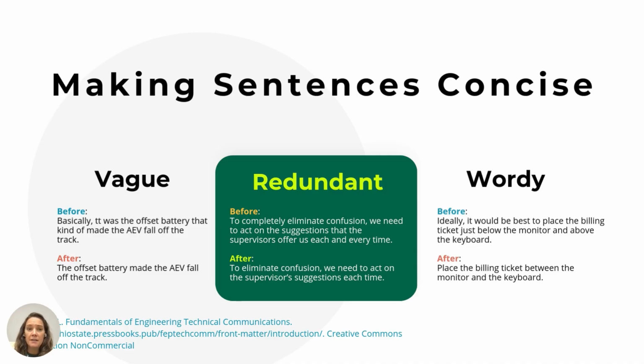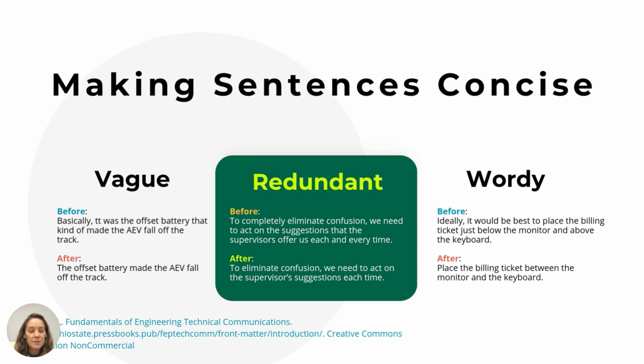All right, let's talk about making your sentences concise. So 3 things that you want to avoid are vague language, redundant language, and wordy language. With vague language, here's an example. Basically, it was the offset battery that kind of made the AEV fall off the track. We have this word basically, which makes it not as clear. Instead, we could say the offset battery made the AEV fall off the track. So again, more concise, not as wordy, and definitely more specific.